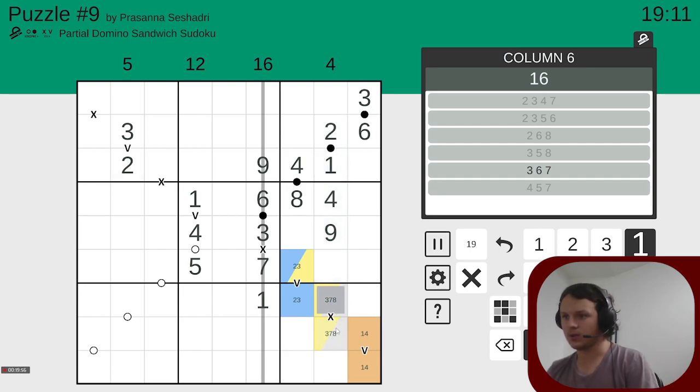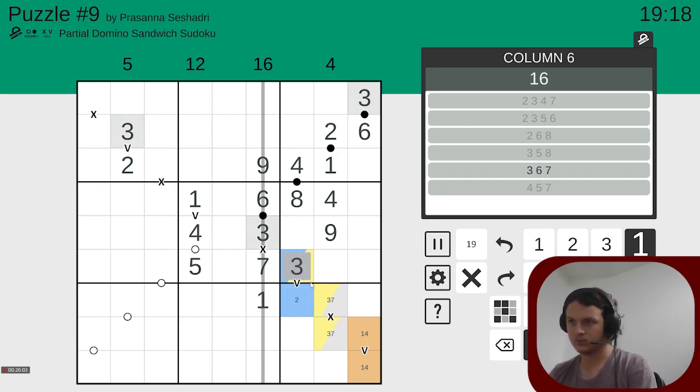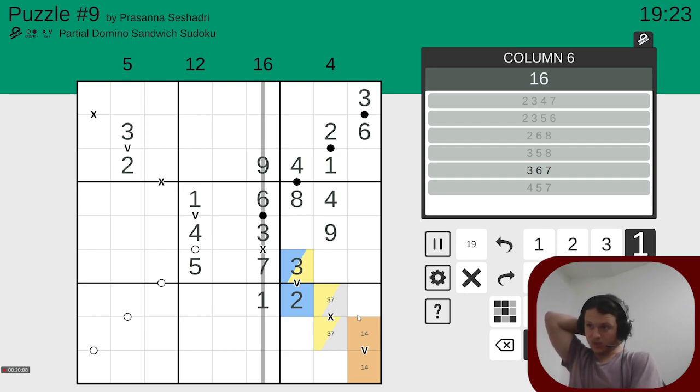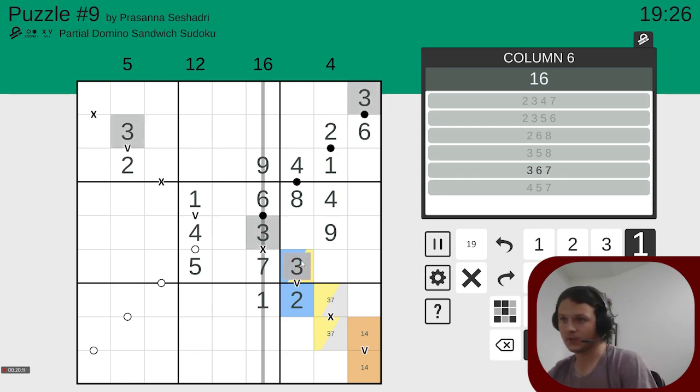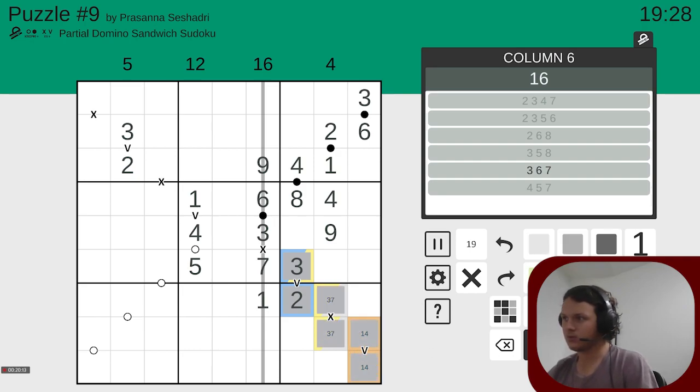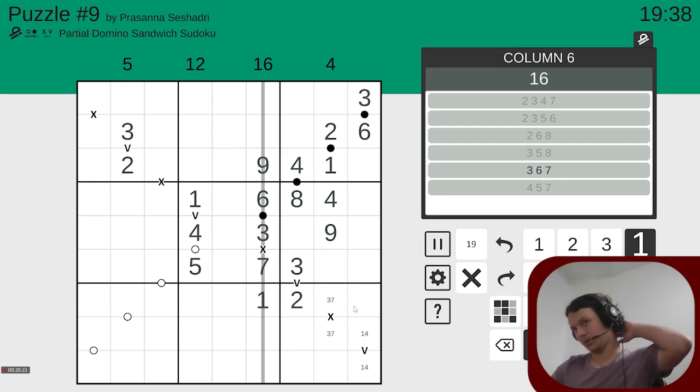Oh, given there's no 2 there, that can't be the 8. And we know this digit has to appear here, which means that's the 3. That's the 2. Wow, that just solved itself, basically. So we can remove all these colours now. Cool. What's next?